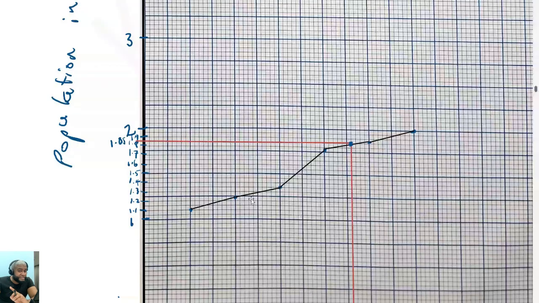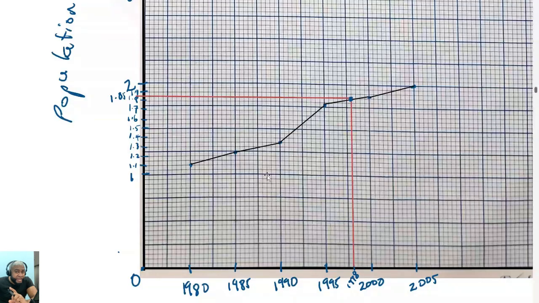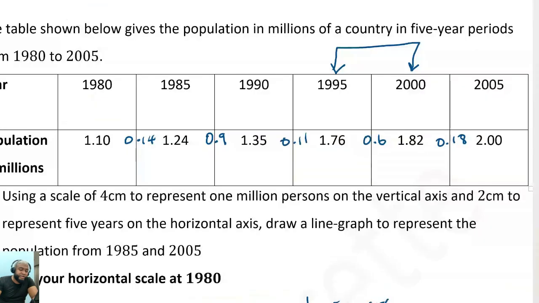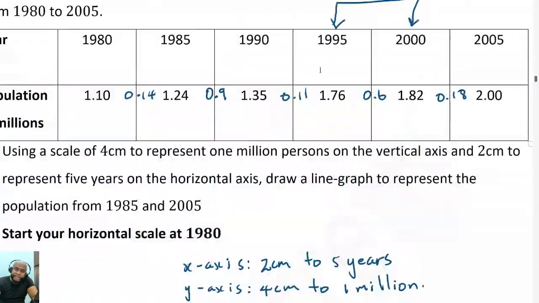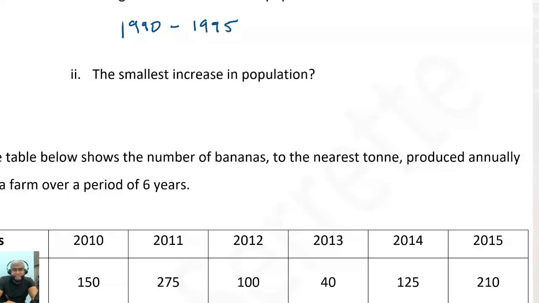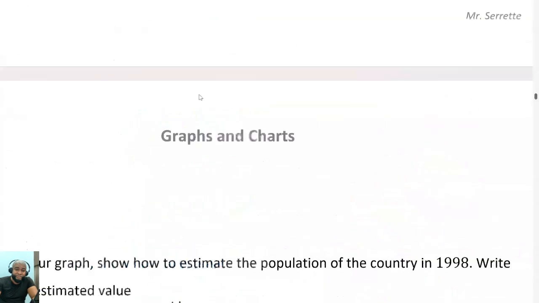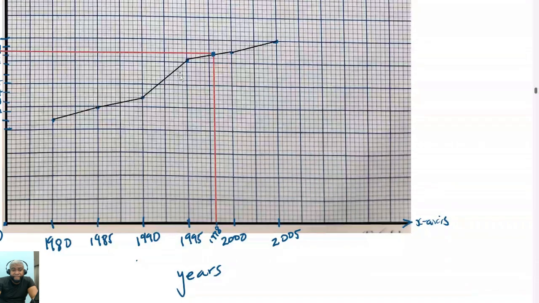Right? So with this now, we could go to our table. For me, the smallest increase looks like 1985 to 1990. Very good, Aaron. So 0.6, right? So what year was that? That was 1995 to 2000. 1995 to 2000 had the smallest increase, right? So y'all, these are not easy graph questions. These are tough graph questions. So if you're getting this, you're doing excellent right now, right? So 1995 to 2000.